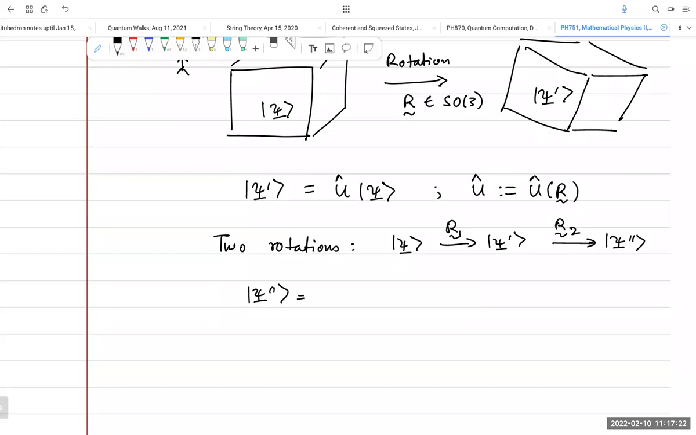What is psi double prime? How do I describe it? I can write it as U of R2, the unitary operator corresponding to the second rotation acting on psi prime, which in turn can be written as the unitary operator corresponding to the first rotation acting on psi.